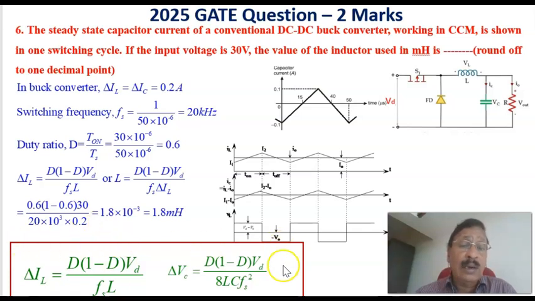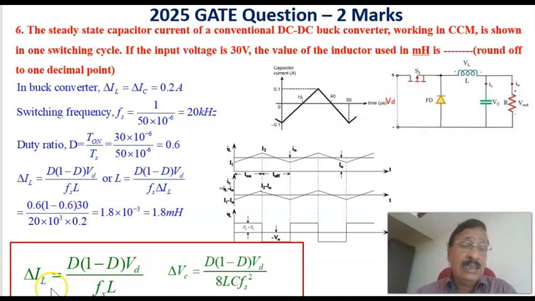What we have to remember in this problem is that in a buck converter, the ripple current should be equal to D into 1 minus D into Vd divided by Fs into L. Similarly, to design the capacitor, the equation to remember is delta Vc equal to D into 1 minus D into Vd divided by 8 L C Fs square. In these types of problems, please remember these equations. Using them, you can design the value of the inductor and the capacitor, that is, the low pass LC filter.